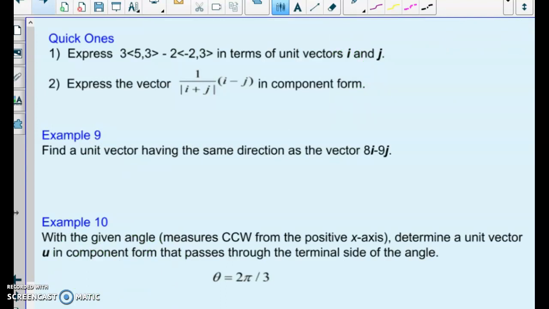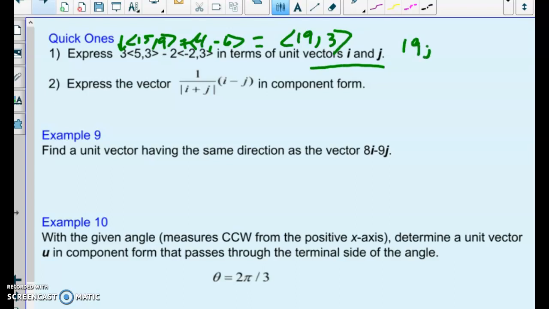Let's take a look at a couple examples here. If I want to find out what this is, this is a scalar, so we're going to call this 15, 9, plus 4, negative 6. And that gives me a vector of 19, and 9 minus 6 gives me 3. And then if they want that vector in ij form, they would say 19i plus 3j. So 19i plus 3j would be another way of writing that.